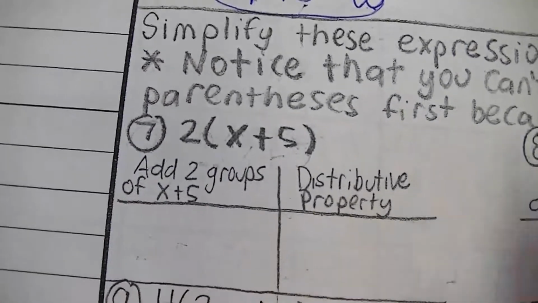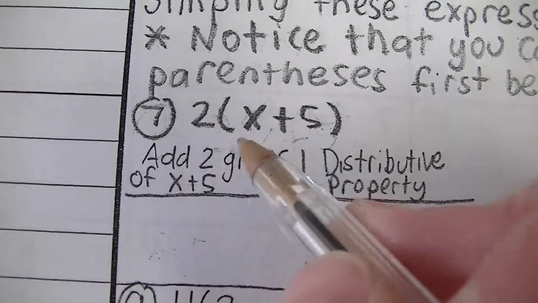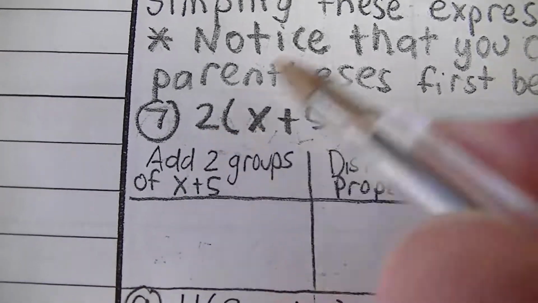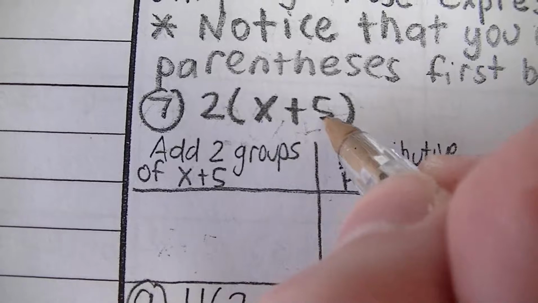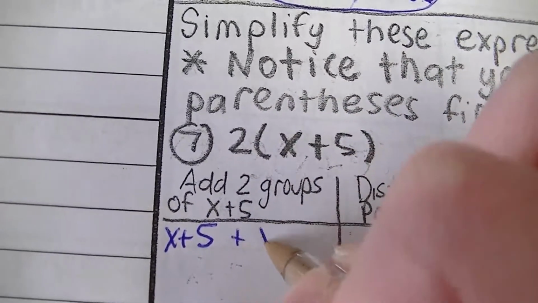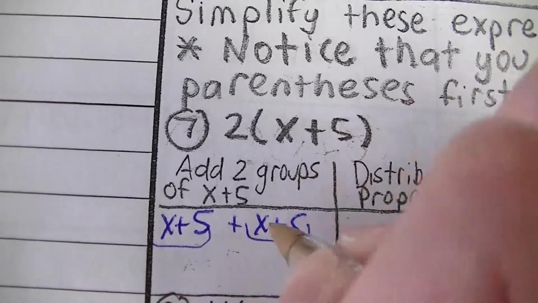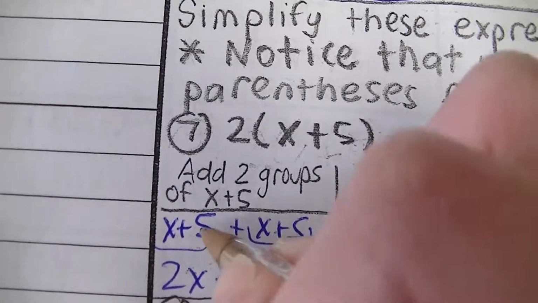So that's why I'm going to show you the distributive property, but also I'm going to expand it out to show you another way you could do this. So 2 groups of x plus 5. One way you could do it is write one group of x plus 5 plus another group of x plus 5. Here's your group, here's your group, and you got x plus x, that's 2x, plus 5 plus 5 is 10.